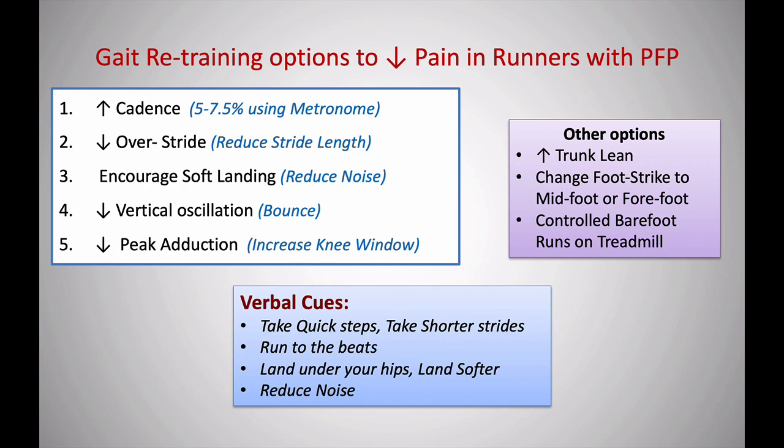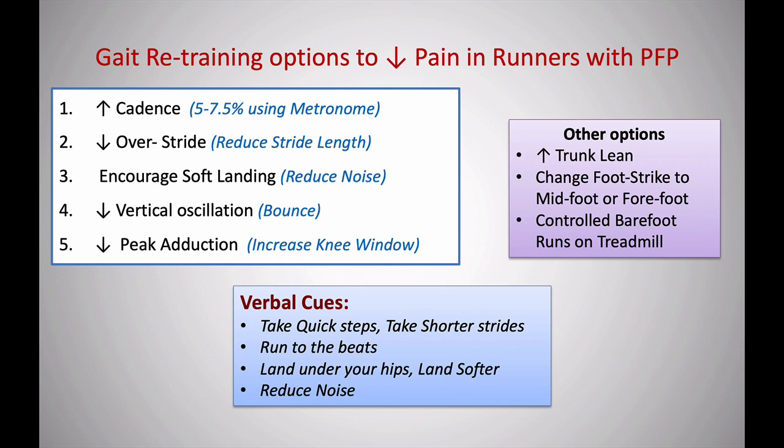And if you've got a female runner with excessive peak adduction, increase the knee window by giving cues, by opening up. Imagine that you've got a golf ball or a tennis ball between the knees, and open up your knees as well. So the thing I rarely use is increasing trunk lean. So I don't really change that.